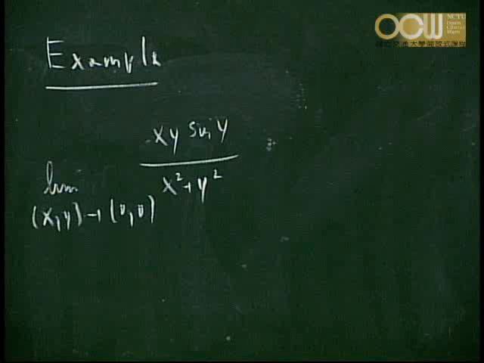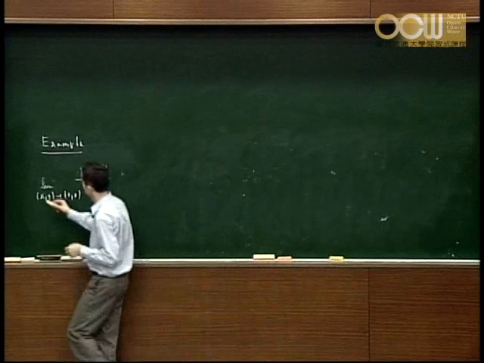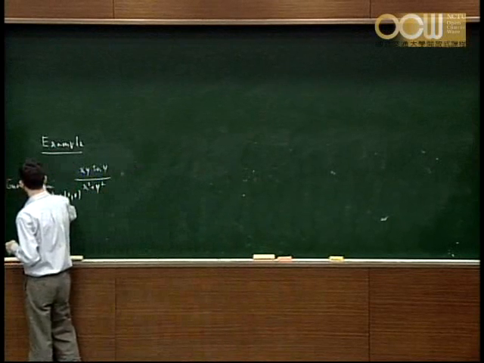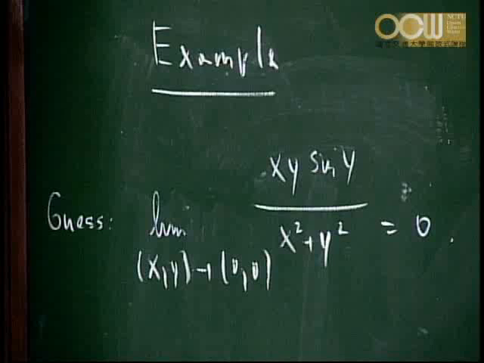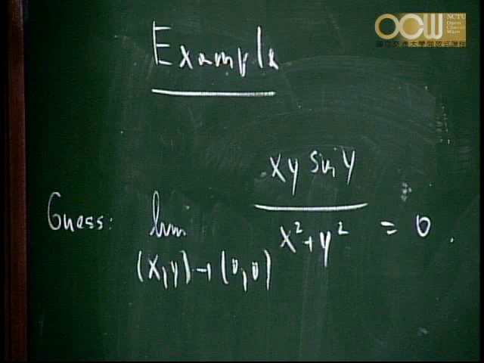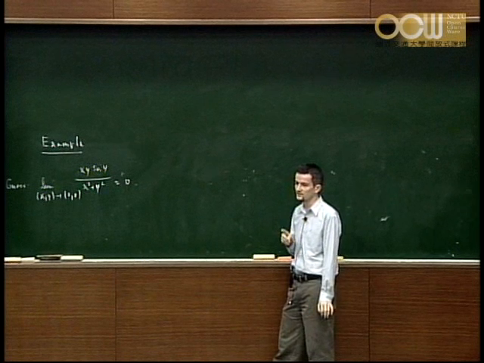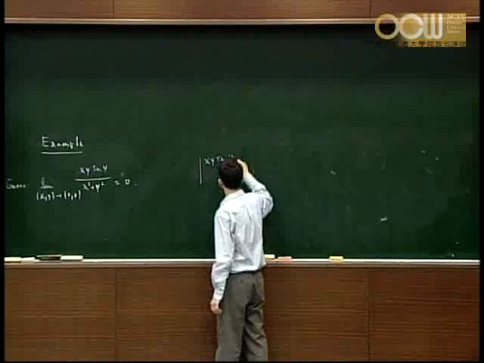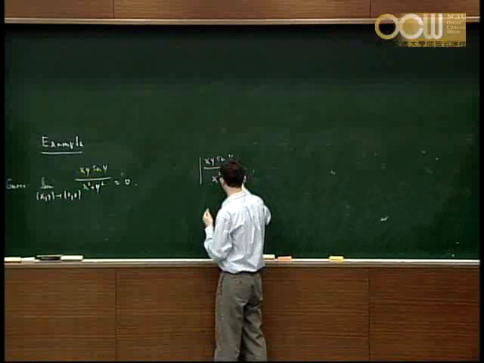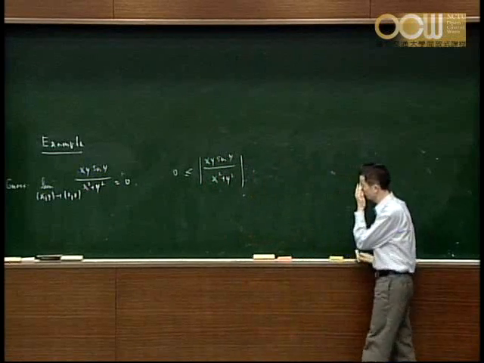But how to prove that the limit is equal to 0? Our guess is zero. As I said, the squeezing theorem also holds here for functions of two variables. So you see that if you look at the absolute value, it is larger or equal than 0. Now what we have to find is some estimate.